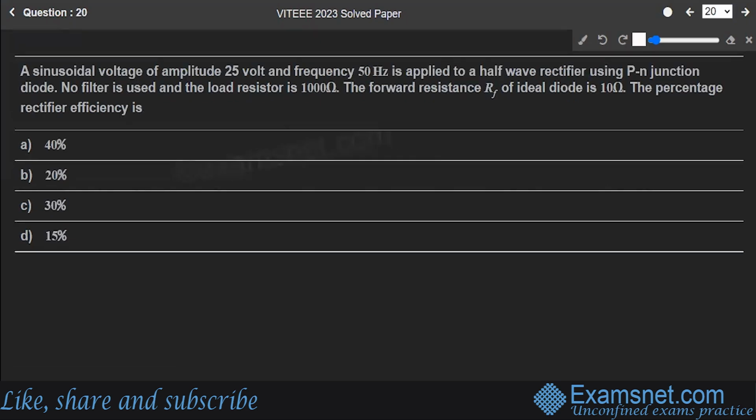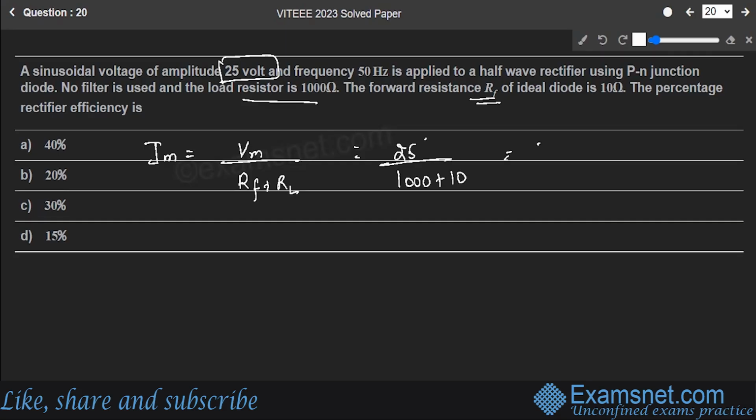Question number 20. A sinusoidal voltage of amplitude 25 volt, frequency 50 hertz is applied to a half-wave rectifier through a PN junction diode. No filter is used and the load resistor is 1000 ohms. The forward resistance RF of the ideal diode is 10 ohm. Percentage rectifier efficiency is. Here in the question you have Im equal to Vm upon the resistance of the load resistor plus the forward resistance. This is equal to 25 volt divided by 1000 plus 10, that is equal to 24.7 milliamperes.